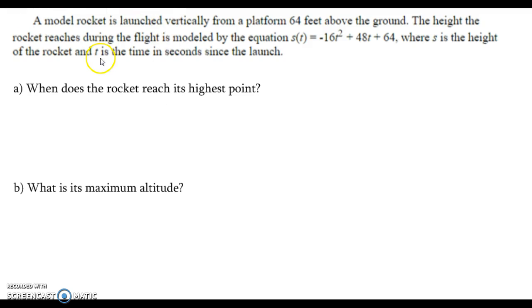The first problem: a model rocket is launched vertically from a platform 64 feet above the ground. The rocket reaches a certain height during its flight, and this is the equation for that height. S is the height of the rocket, T is the time in seconds. It asks when the rocket reaches its highest point, and we know from our class that the rocket's highest point is its vertex.